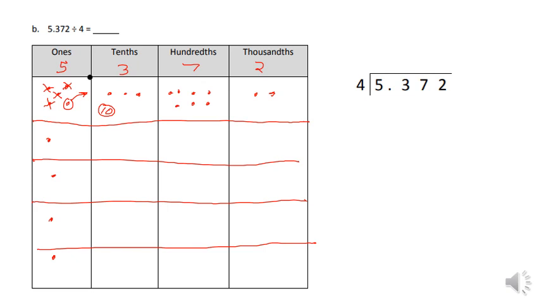4 will go into 5 one time. I know 1 times 4 is 4, so I used 4, and I'm going to subtract that, 1, and the 3 comes down. There's my 13 tenths. By using a place value disc and drawing the numbers in there, it will help you so you don't have to count so many dots.